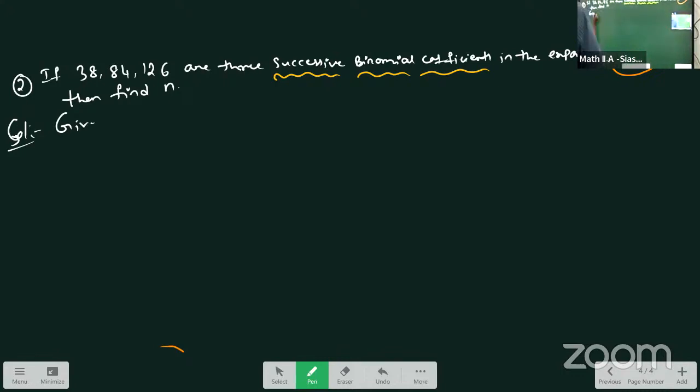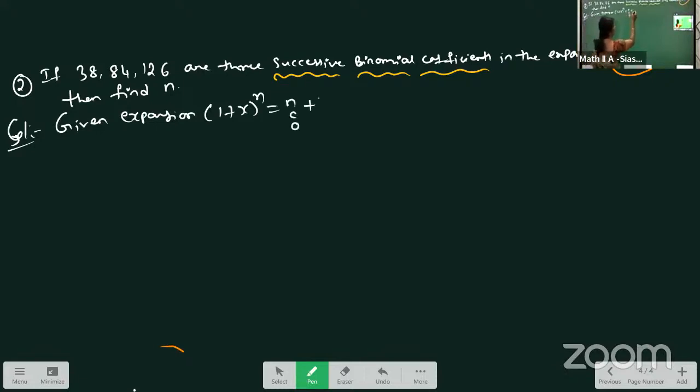What is the given expansion? The given expansion is 1 plus x whole to the power n. Shortly, you can write nC0 plus nC1 into x plus nC2 into x square plus so on. You might have observed, if the suffix is 1, x power 1 is there. If the suffix is 2, x power 2 is there. In the same way, if you go on, write nCr x to the power r, and so on.